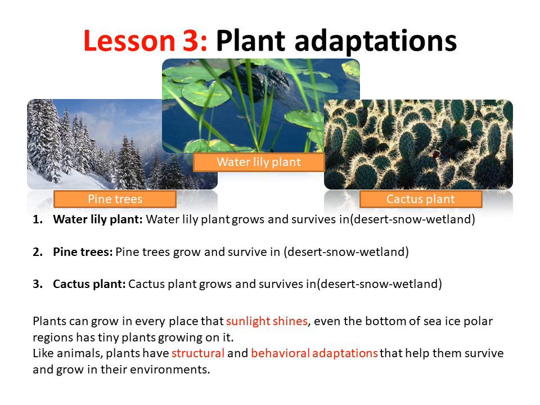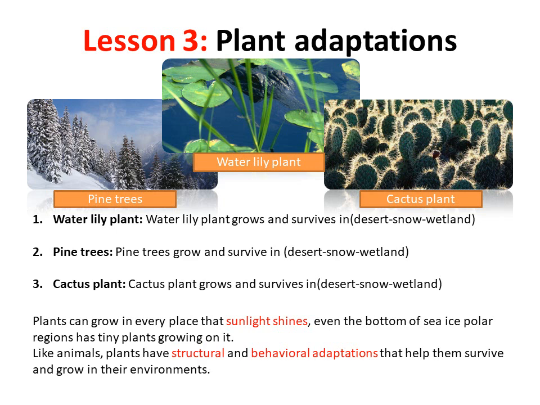And last is a cactus plant. Does a cactus plant grow and survive in desert or snow or wetland? Of course, in desert. Plants can grow in every place that sunlight shines. Even the bottom of sea ice in polar regions has tiny plants growing on it. Like animals, plants have structural and behavioral adaptations that help them survive and grow in their environments.